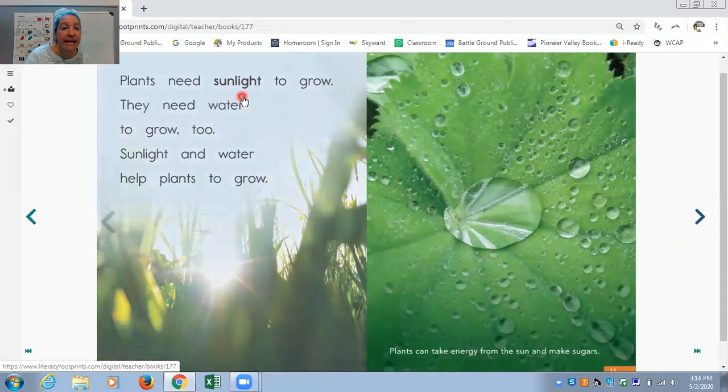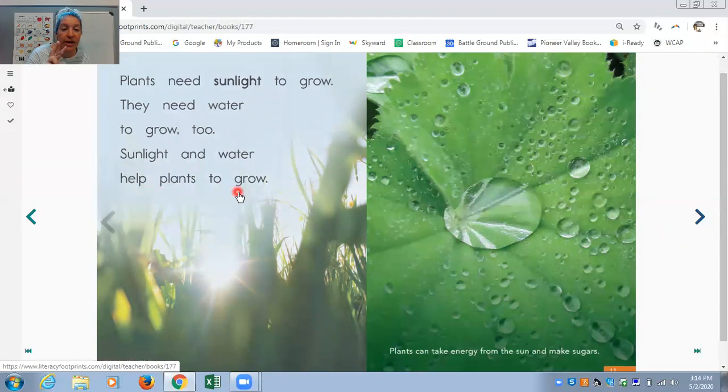Plants need sunlight to grow. And I remember this important word. It means light from the sun. So I know that plants need sunlight to grow. They need water to grow too. Sunlight and water help plants to grow.